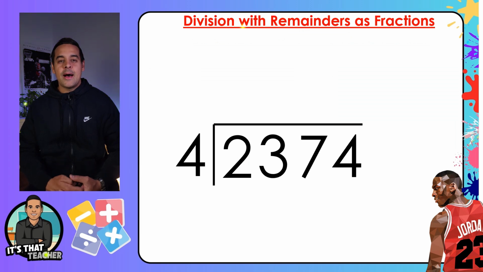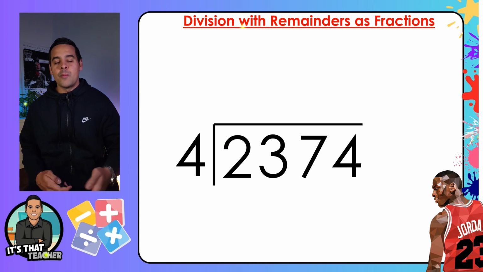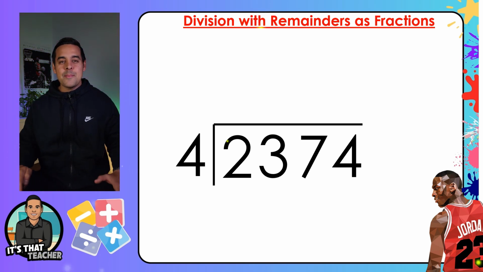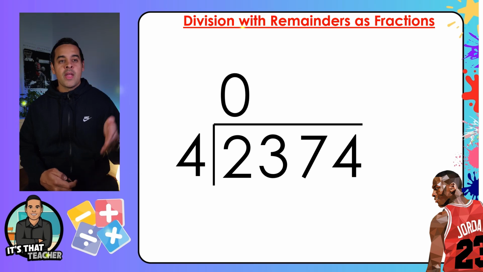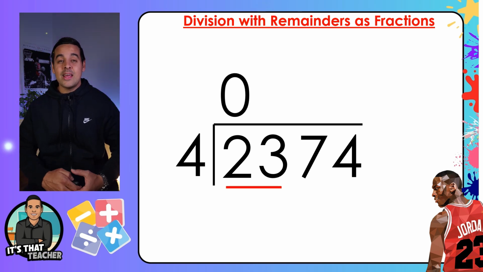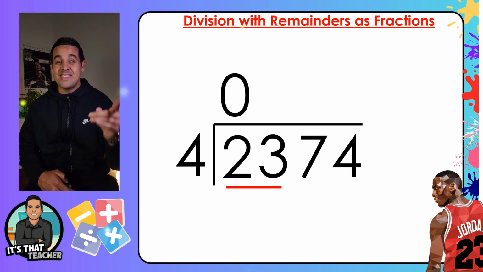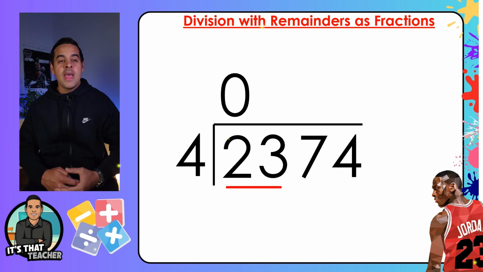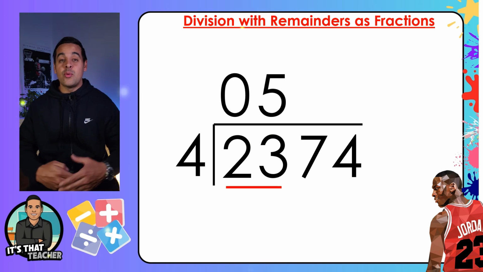Let's move on. Now, our first question is 2,374 divided by 4. So we're going to follow the exact same process that I've previously covered in my other lessons. So how many 4s can fit evenly into 2? That would be 0. The next thing we need to do is combine the two numbers since we had 0 in the first number. How many 4s can fit evenly into 23? That answer would be 5.